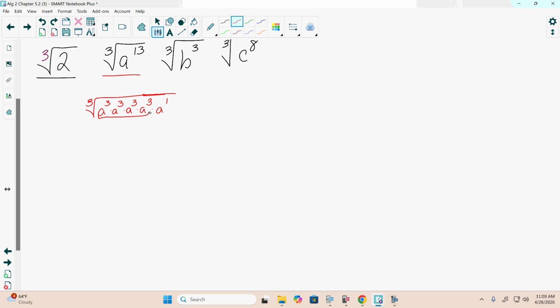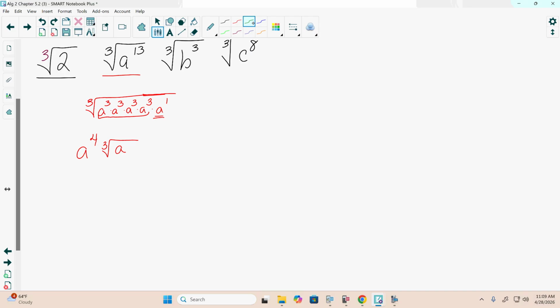4, because it can go into it 3 times. 3 can go into 13 4 full times completely. We can take 4 groups of 3 a's out, telling me I have a to the 4th over or with the cubed root of a to the 1st, because there's 1 left over. Questions on a before we look at b?